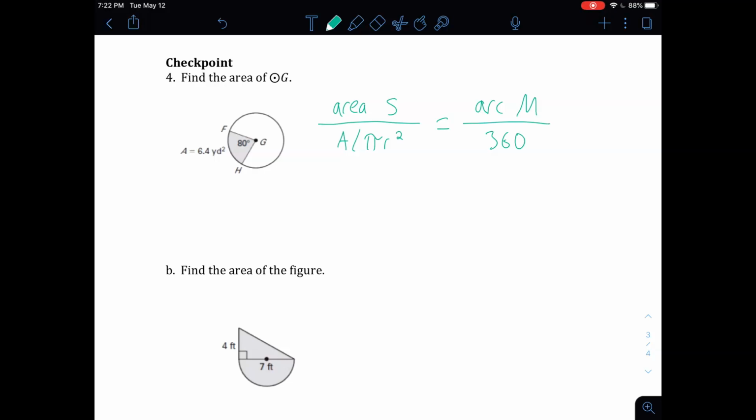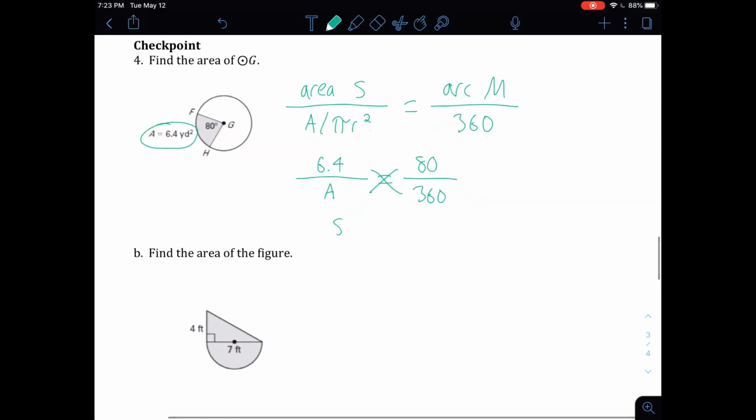What do we know for this problem? Do we know the area of the sector? We do. It's 6.4 over. Now we're looking for the area of the whole circle, so are we going to use area or pi r squared? If we're looking for the whole area, let's just use area. And then what's the degrees? It's 80 over 360. Cross multiply.